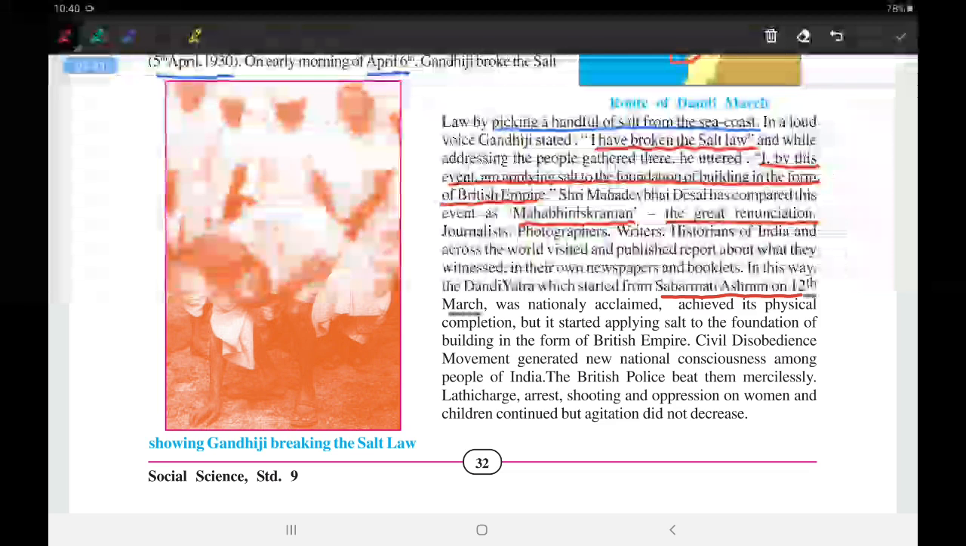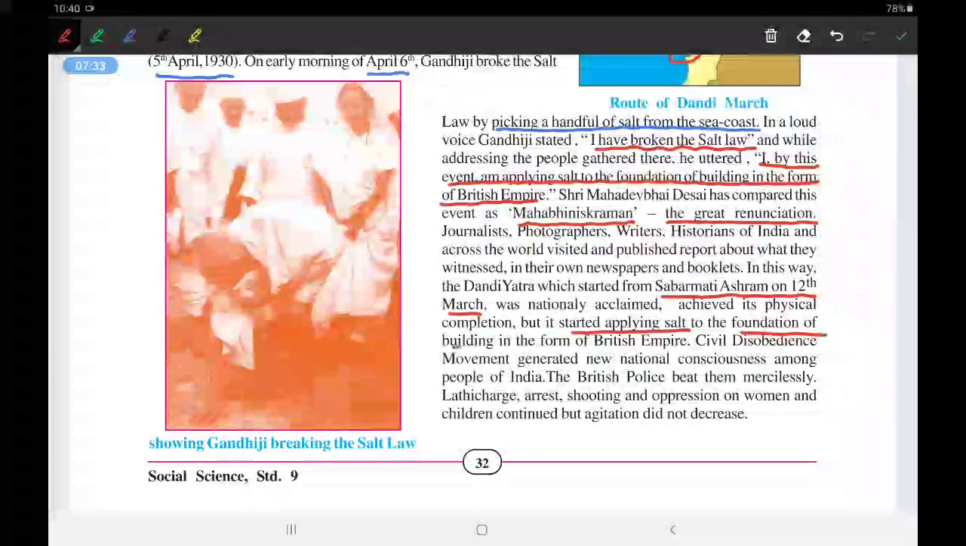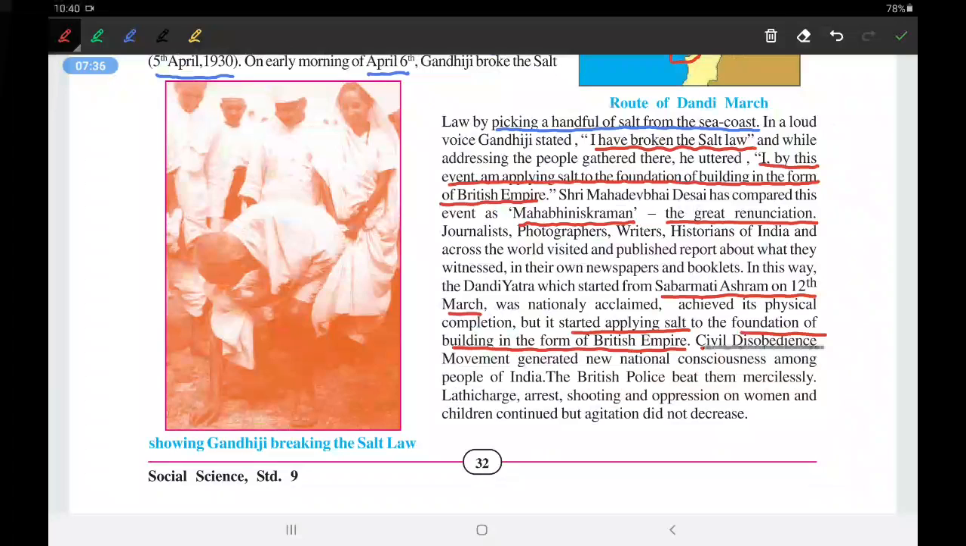Okay, everyone praised this. It achieved its physical completion, but it started applying salt to the foundation. It started a movement. It started destroying the foundation of the building in the form of the British Empire. Okay, and people took civil disobedience to the greatest possible extent. The Civil Disobedience Movement generated a new national consciousness among the people of India.